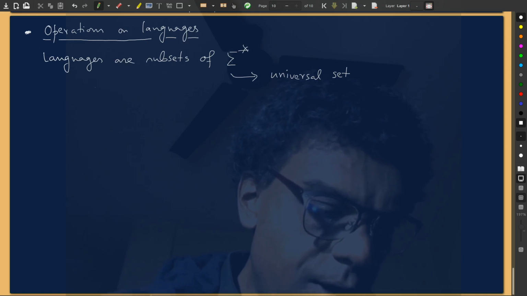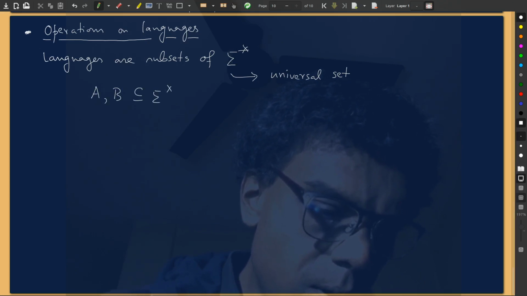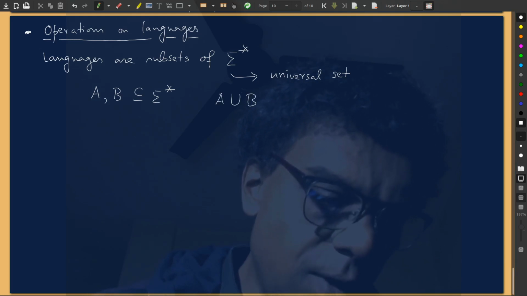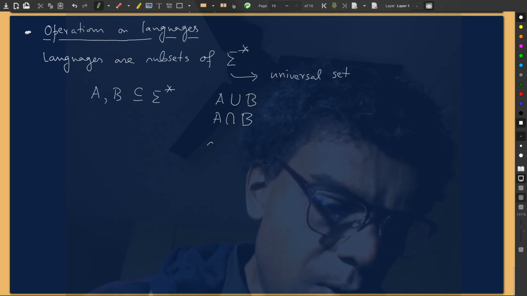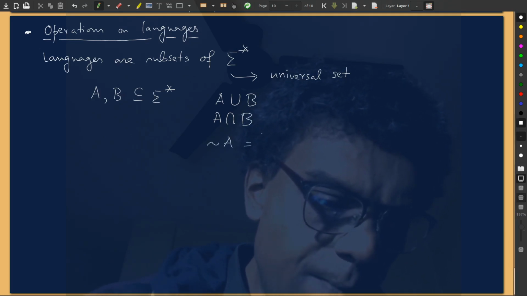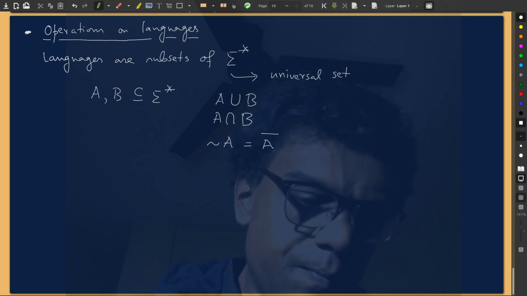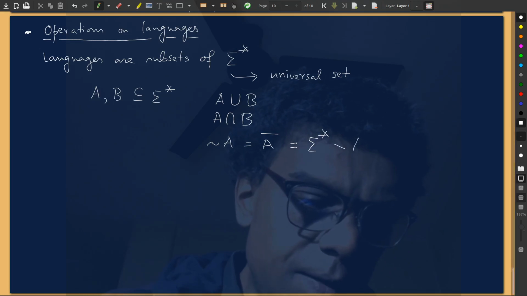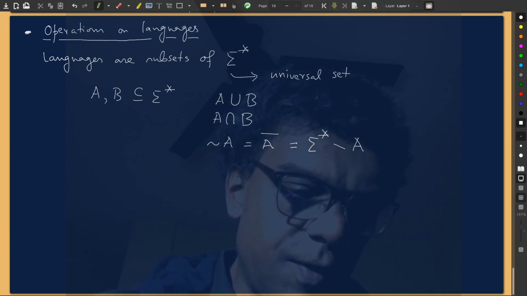In particular, if we are given two languages A and B, we can anyway talk about their set theoretic union, because they are sets after all. Their set theoretic intersection. And we can also talk about the complement of A, written with a bar or a complement symbol. So this is nothing but sigma star minus A. Okay. So the sigma star here acts as my universal set, and complement is with respect to that universal set.